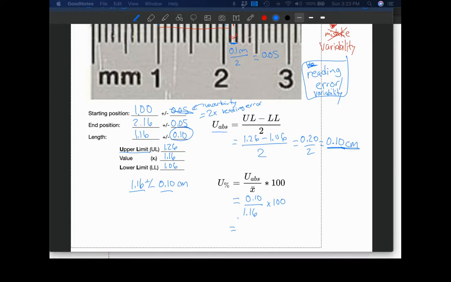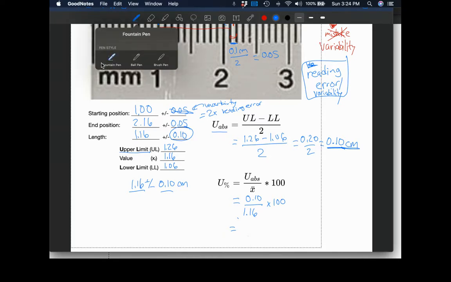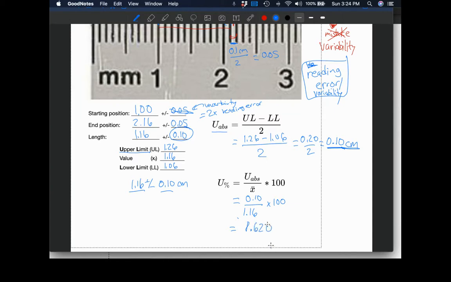Now I'll pause for a moment while you figure out what that percentage is. So what I got when I did my mathematics is 8.620, and I'm going to report a lot of decimal places, 689%.